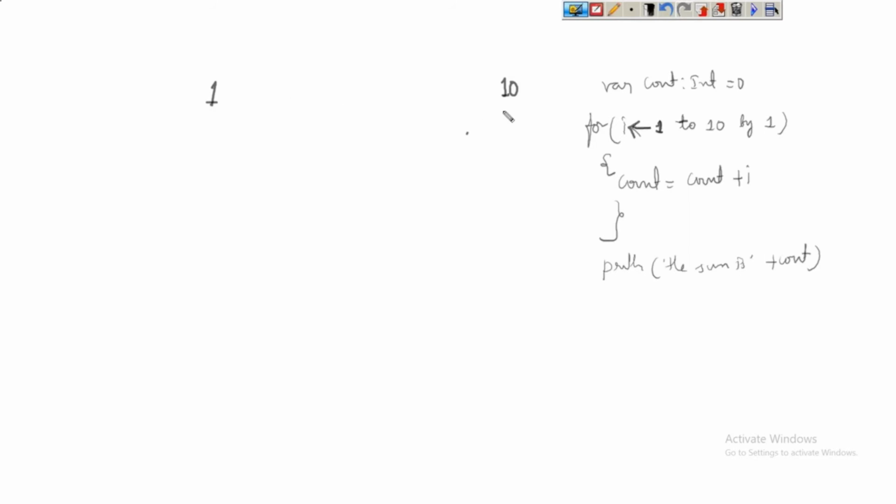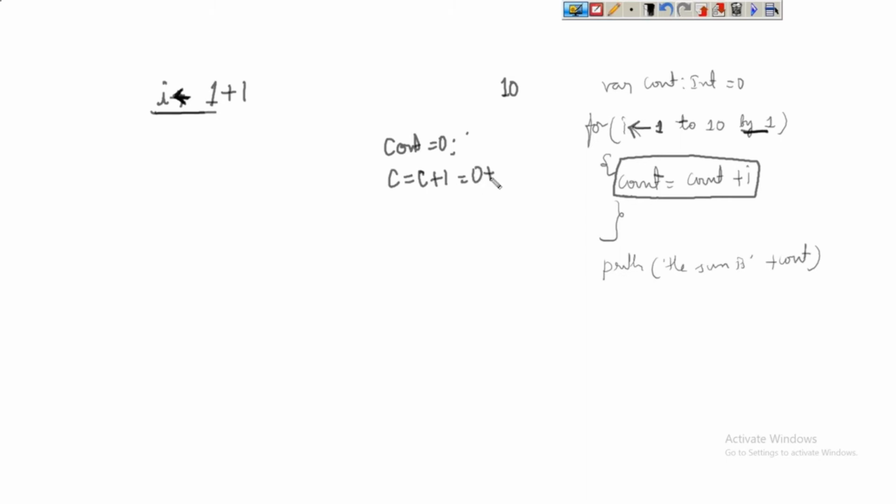If this condition is satisfied, then this particular statement will be executed. Initially count equal to 0. So for I equal to 1, count equals count plus 1, nothing but 0 plus 1 equal to 1. Now the value of C is 1. After this is executed, what is the next value of I? It has to reach 10, right? The next value is generated by 1, nothing but 1 plus 1, it is going to become 2. The value of I becomes 2.